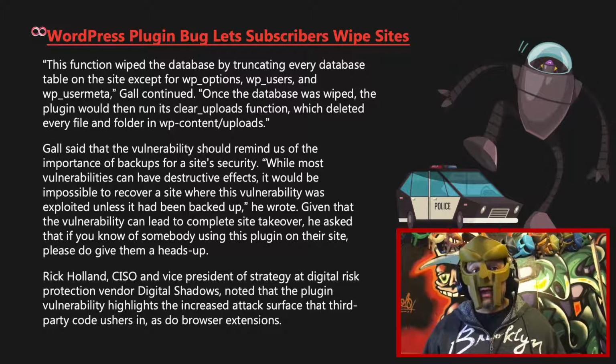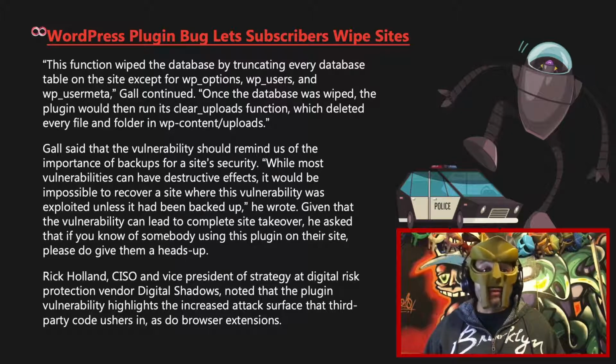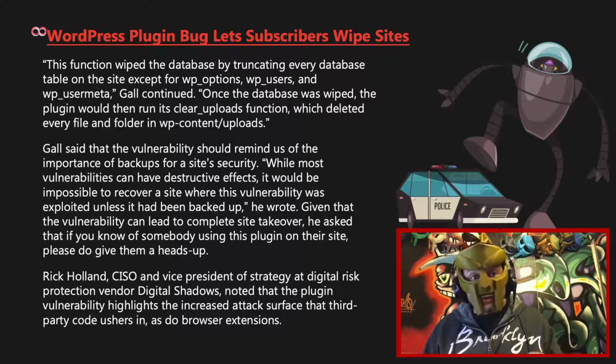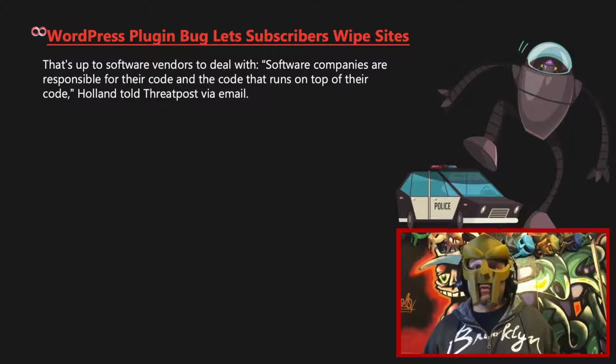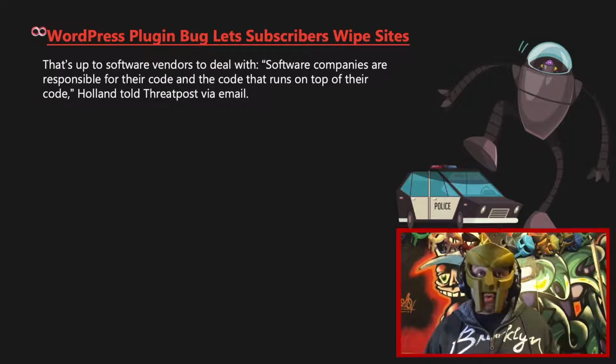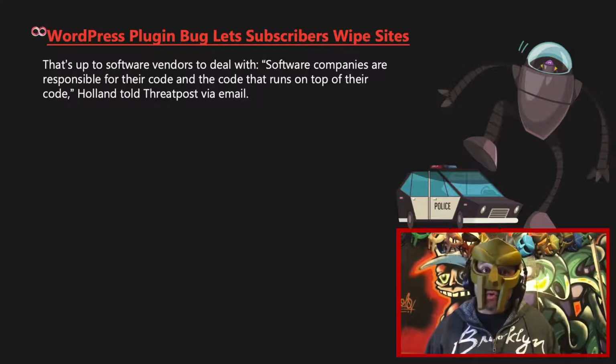Rick Holland, CISO and Vice President of Strategy at risk protection vendor Digital Shadows, noted that the plugin vulnerability highlights the increased attack surface that third-party code ushers in, as do browser extensions. That's up to software vendors to deal with. Software companies are responsible for their code and the code that runs on top of their code, Holland told ThreatPost via email. You hear that, WordPress?